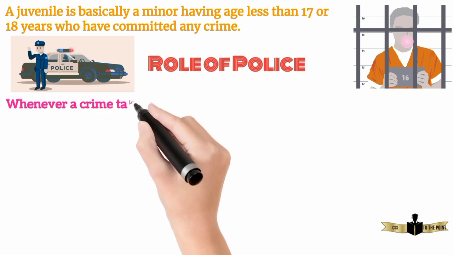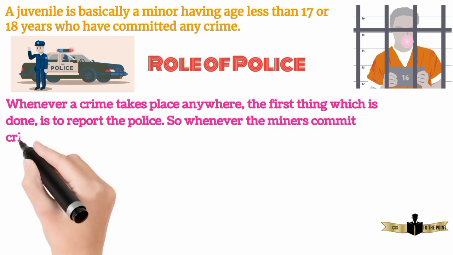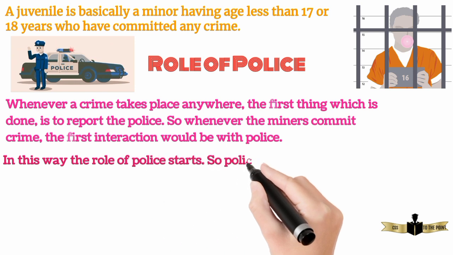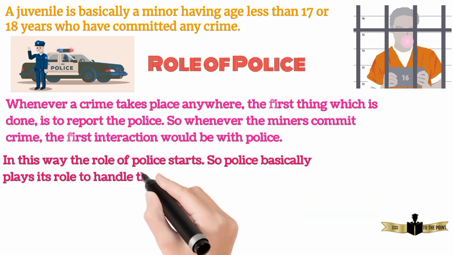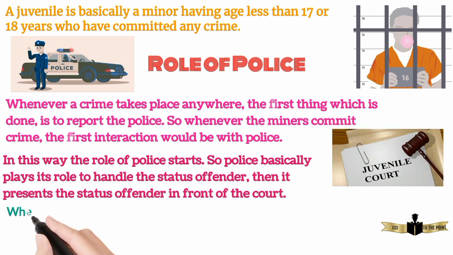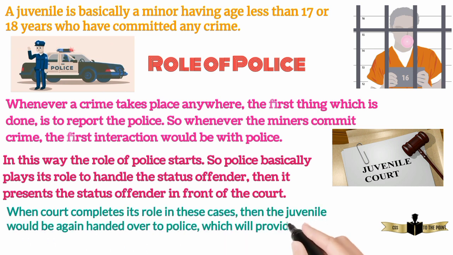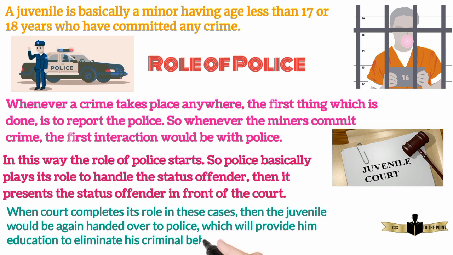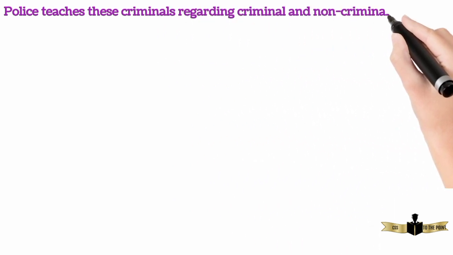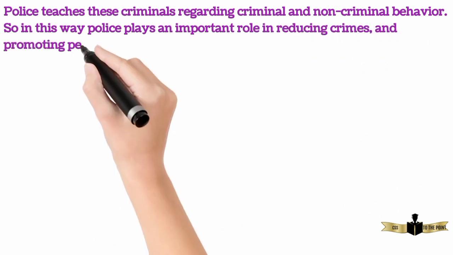Whenever a crime takes place anywhere, the first thing done is to report it to the police. So whenever minors commit a crime, the first interaction would be with the police. In this way the role of police starts. Police basically plays its role to handle the status offender, then presents the status offender in front of the court. When the court completes its role in these cases, the juvenile would be handed over to police again, who will provide him education to eliminate his criminal behavior. Police teaches these offenders about criminal and non-criminal behavior. In this way police plays an important role in reducing crimes and promoting peace in society.